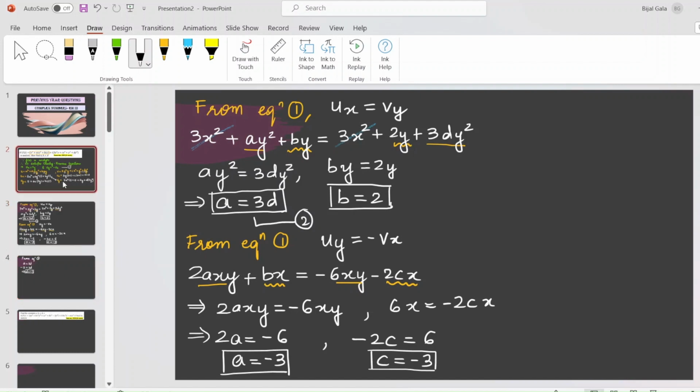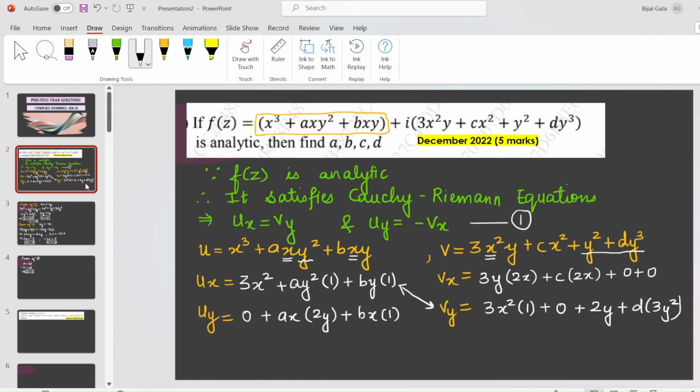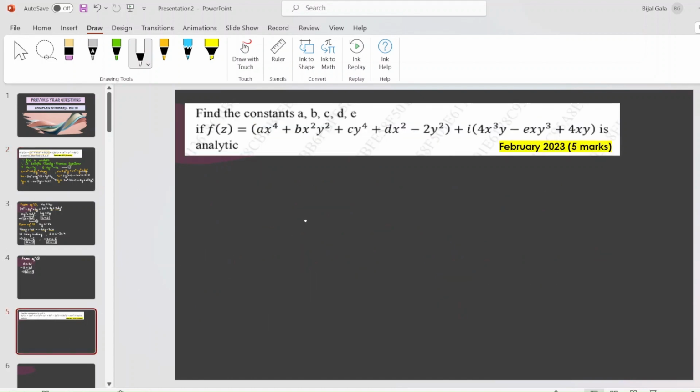I hope the question is clear. The question had given us that f is analytic. And we were supposed to find the values of a, b, c and d. Okay. So yes, that's how you tackle this. To understand it better, I have taken a similar example from February 2023, again a 5 marks question. So let's quickly indulge into the same question.